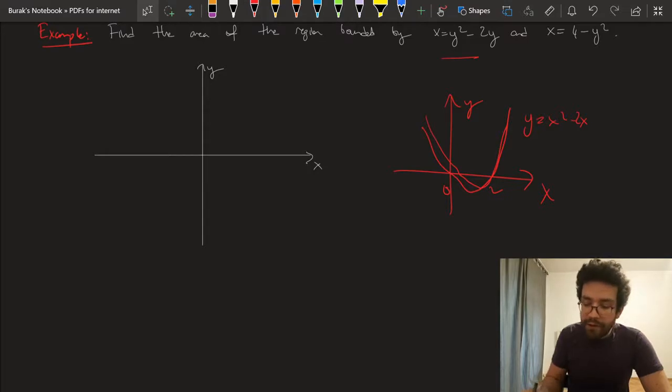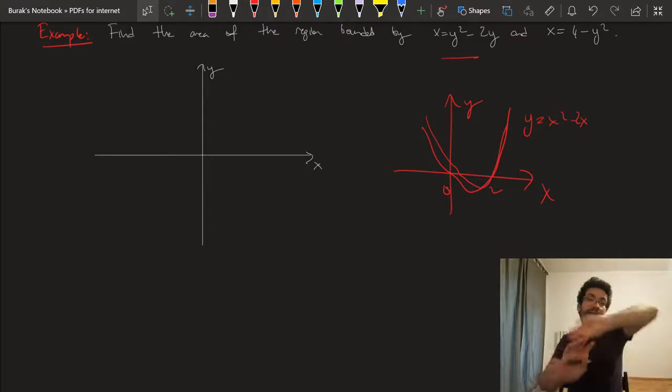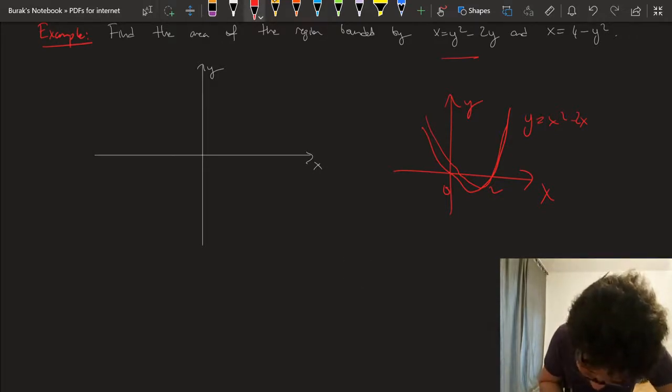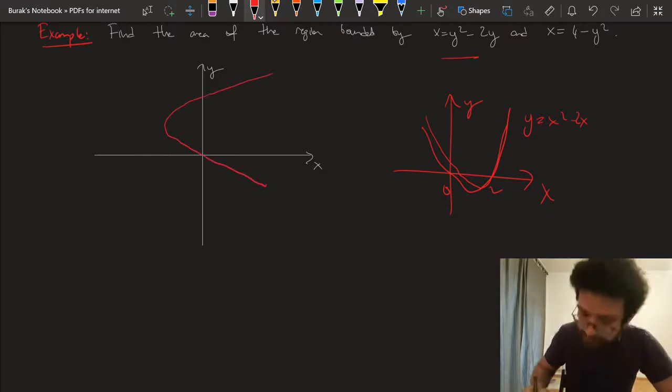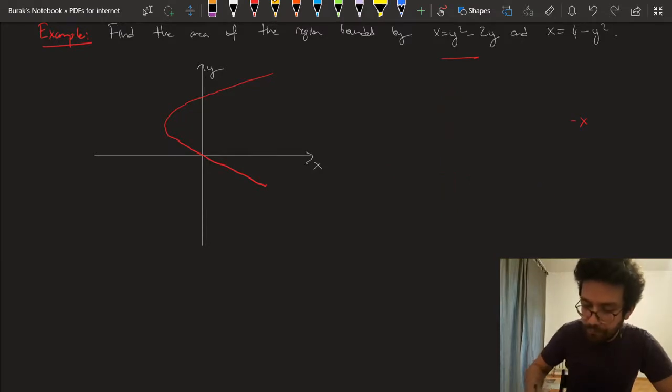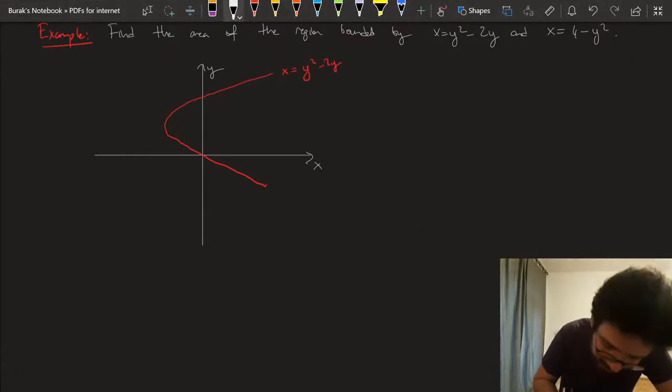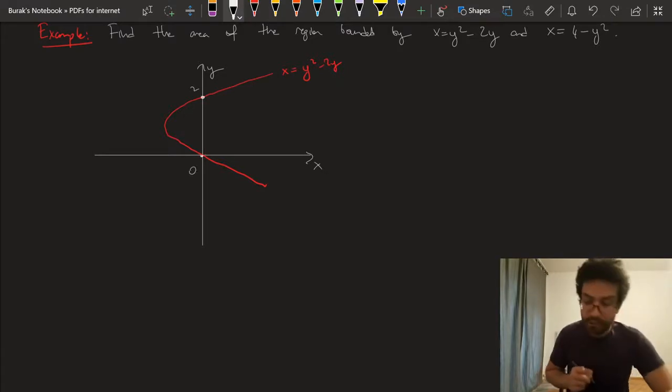But over here, I don't have y equals x squared minus 2x. I have x equals y squared minus 2y. So I'm going to take this picture and flip it. I'm going to get a parabola which would look like this. So this is x equals y squared minus 2y, and these points, you can check, are 0 and 2.